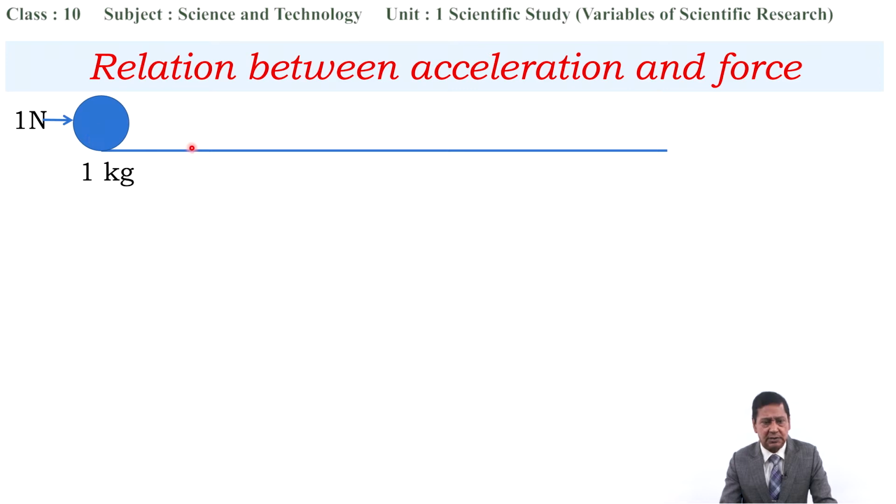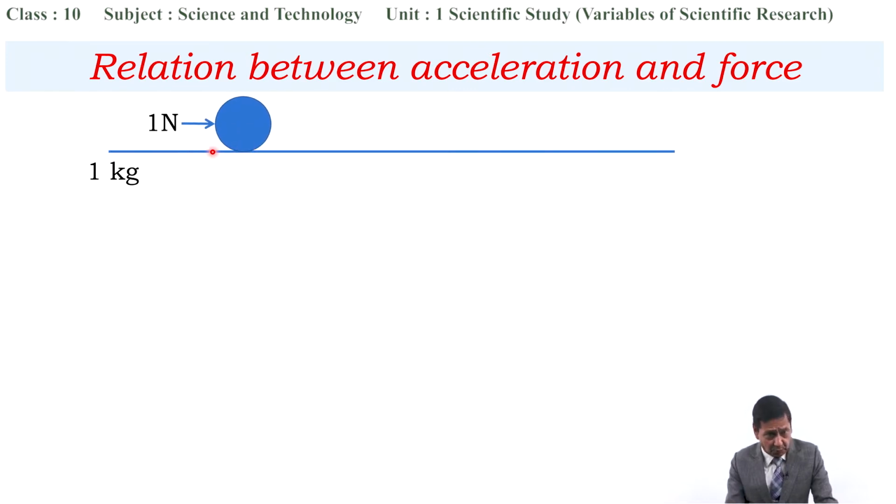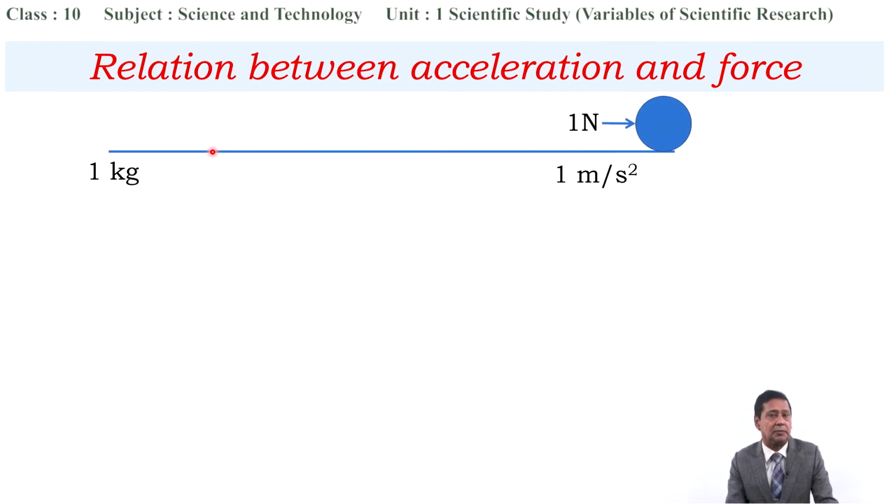When 1 Newton force is applied on a mass of 1 kilogram, then what happens? It moves and it produces an acceleration of 1 meter per second squared. If you remember, this is the definition of 1 Newton force also. 1 Newton is the force which is required to produce an acceleration of 1 meter per second squared on a mass of 1 kilogram. But at this time, we are not talking about the definition of force. We are talking about the experiment.